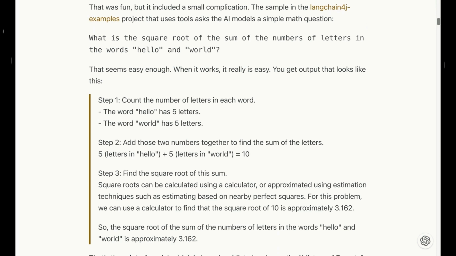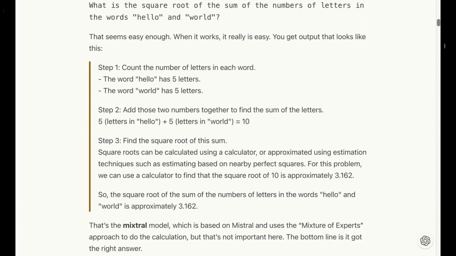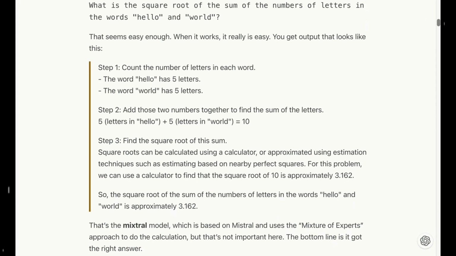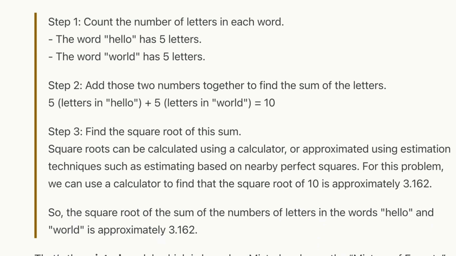Now, you might have to take a minute to think about that. Now, we'll break it down for you. It's really very straightforward when you think about it. You basically look, and here's the output from a model that works. Step one is you count the number of letters in the words hello and world, and each should have 5 letters. Then you add those two together, and you wind up with 10. And then you take the square root of 10, which is about 3.162.